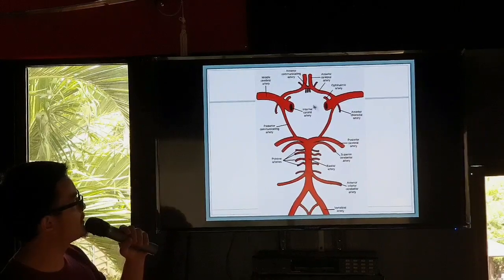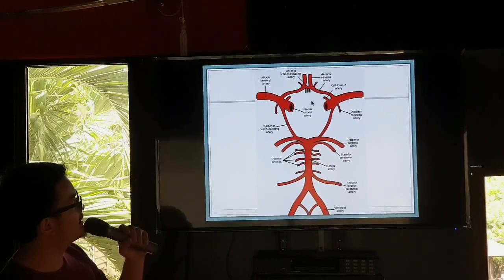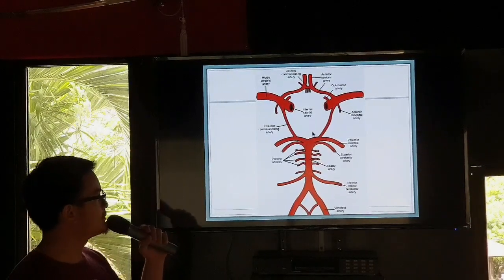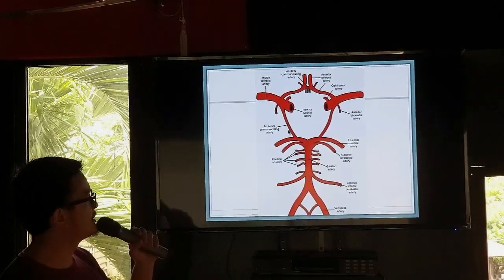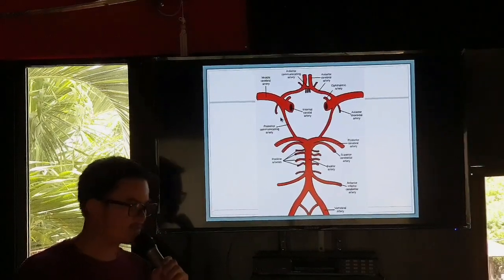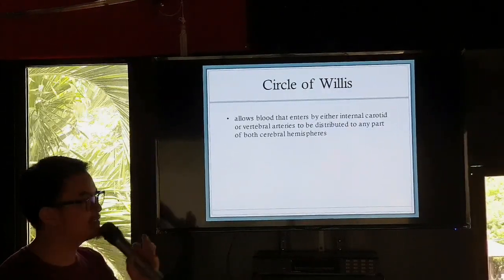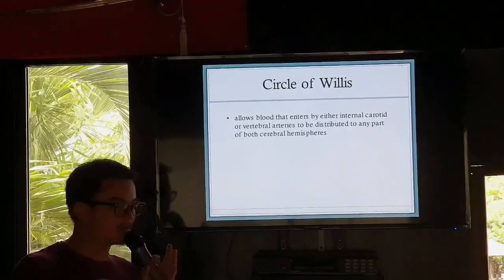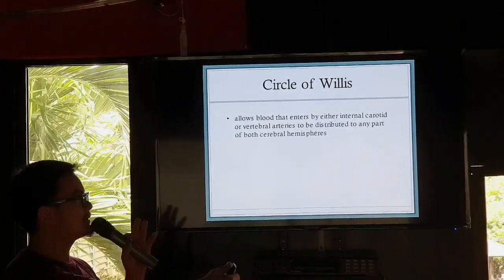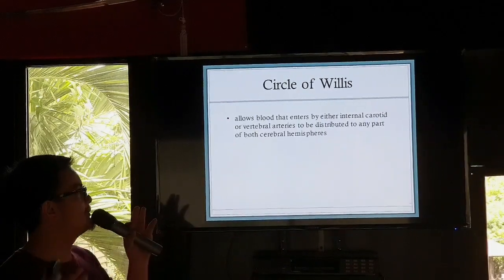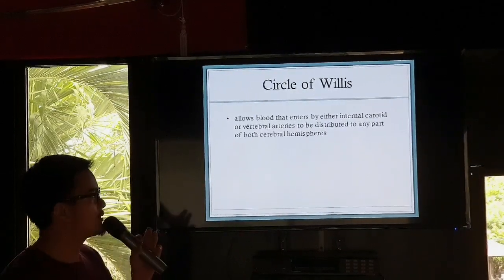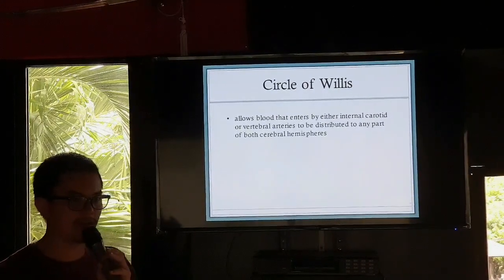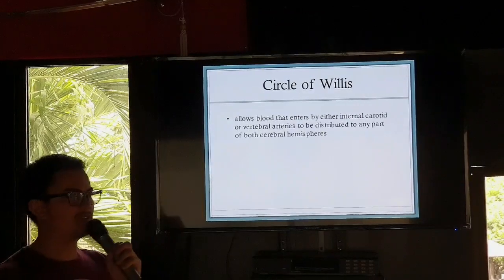You have the paired internal carotid, the anterior cerebral, and the anterior communicating. And then you also have the posterior cerebral artery and the posterior communicating arteries. So what is the importance of the circle of Willis? It allows blood that enters either via the ICA, the internal carotid, or the vertebral arteries to be distributed to any part of both cerebral hemispheres. So it allows communication between the anterior and posterior circulation, which is important.